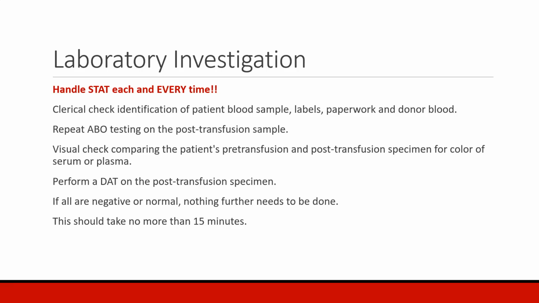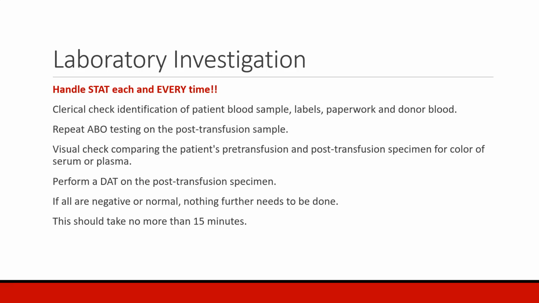Clerical check identification of the patient blood sample, the labels, the paperwork, and the donor blood. Yes, I know the nursing service already did this. You're going to do it again. Repeat ABO testing on the post-transfusion sample and do a visual check comparing the patient's pre-transfusion and post-transfusion specimens for the color of the serum or plasma. And if it is hemolyzed, then you immediately call for a recollect.